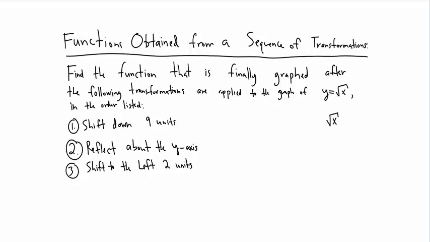So we're starting with the graph of the function defined by the formula the square root of x. And we want to shift that graph down 9 units. So shifting down 9 units means that if you take your original formula, you then graph the function defined by the formula f of x minus 9. So after this first step, we're graphing the function defined by the formula the square root of x minus 9.